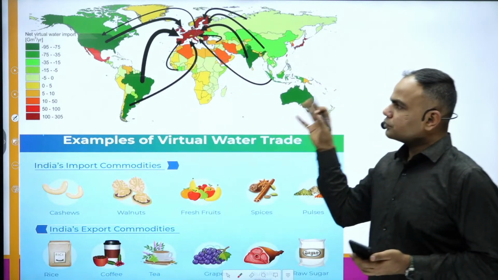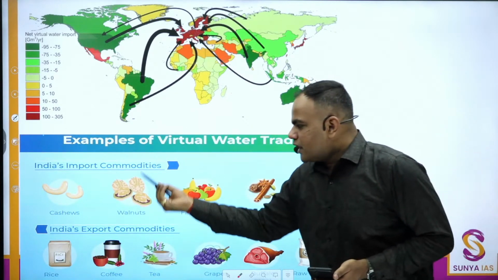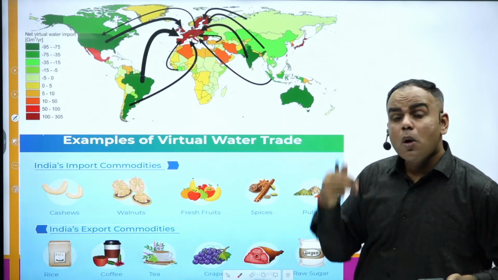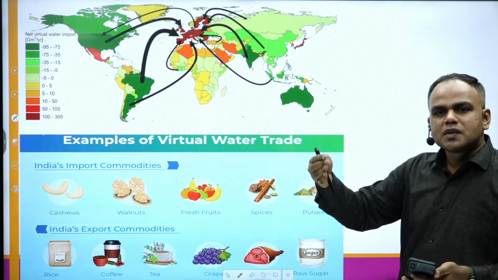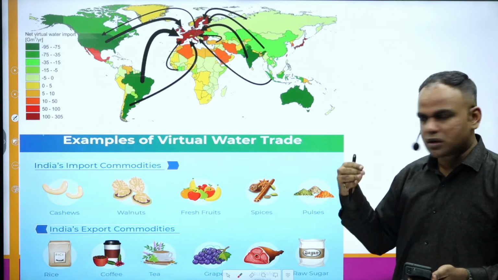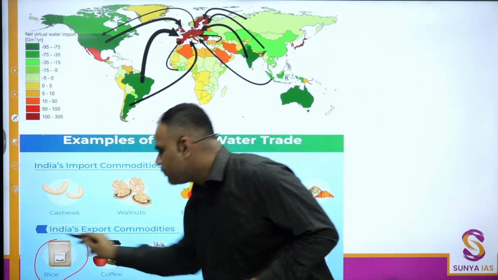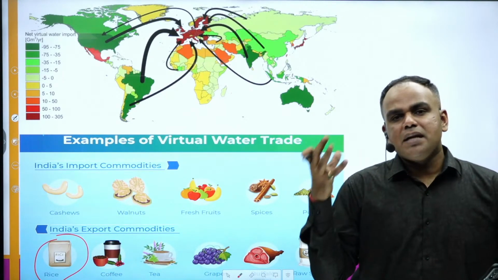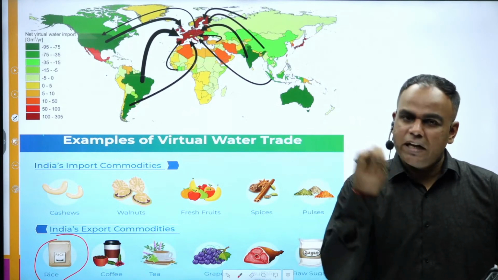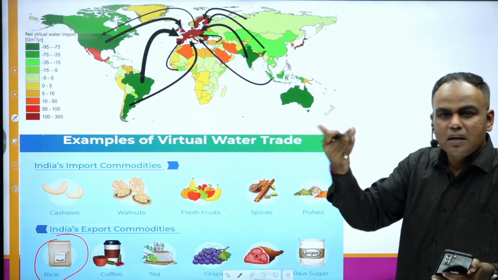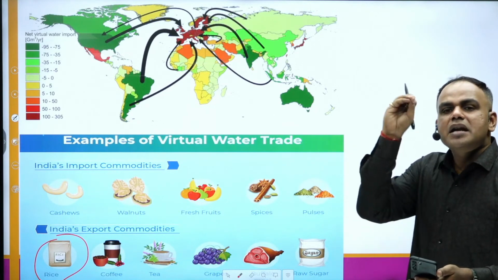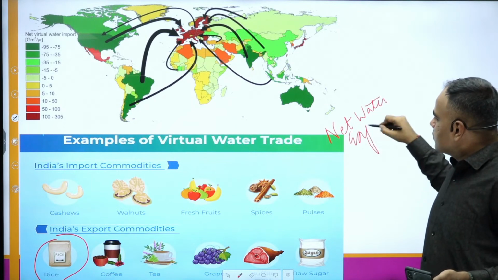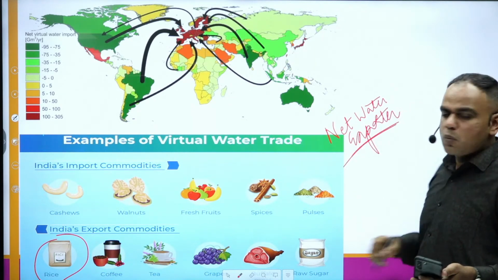Here what is happening? Let's say India is importing cashews, walnuts. To prepare all of this, because a lot of these plantation crops require a lot of water, the trade of this can also be thought about in terms of trade of water. When India exports a lot of rice, to cultivate rice you need a lot of water. And in India, in many cases, you don't have proper monsoon, you don't have proper irrigation facilities, but still if you're exporting it, that is why in some cases India is called a net water exporter.